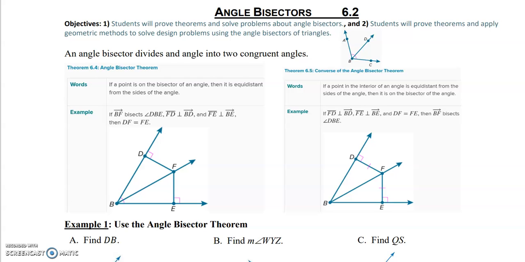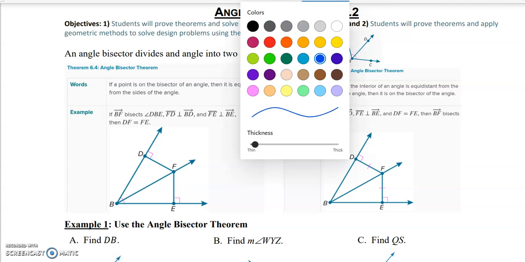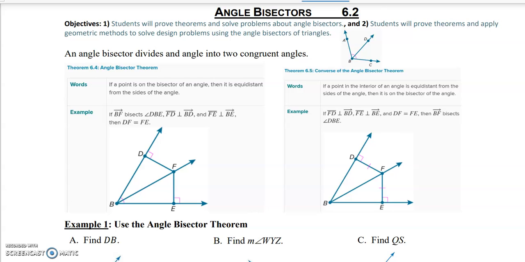In this lesson, 6.2, we're going to take a look at angle bisectors and what that does to a triangle. And so we have the angles being bisected, cut into two congruent angles. And then we have that these segments here, DF and EF, are perpendicular. And EF would be perpendicular on this side. So that would mean that this segment here and this segment here would be congruent.